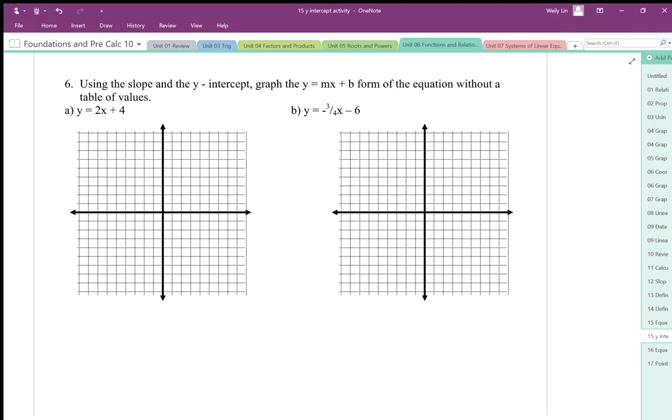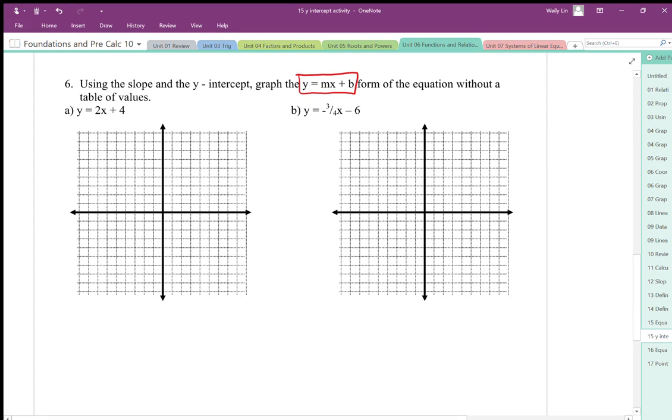When we then write the equation in this y equals mx plus b form, we can look at this equation and actually find the two characteristics that allow us to draw the graph. We can find the angle or slope, and we can find the positioning. In this case, the b value is the positioning along the y-axis, or the y-intercept.